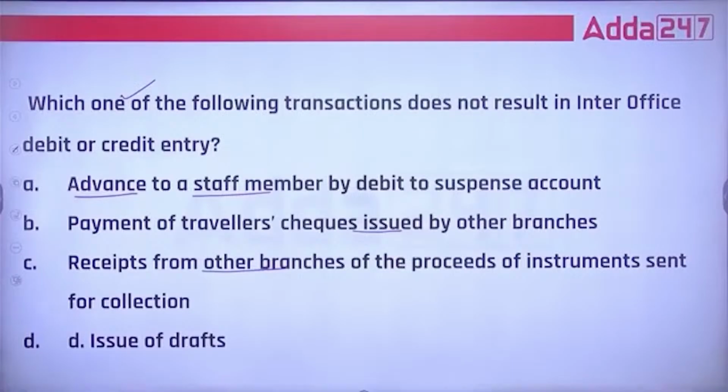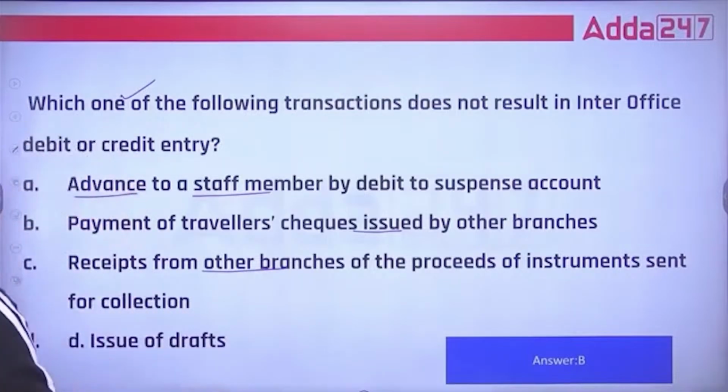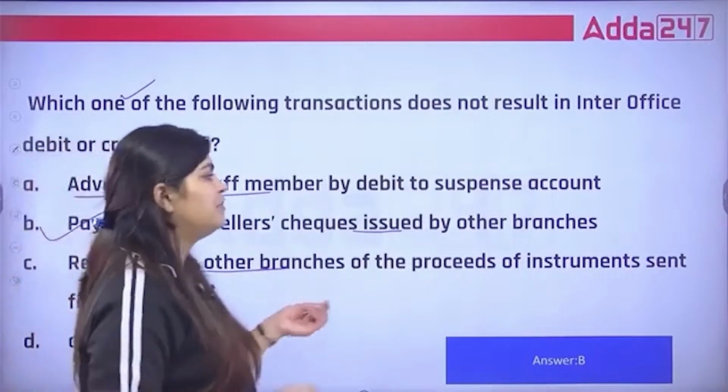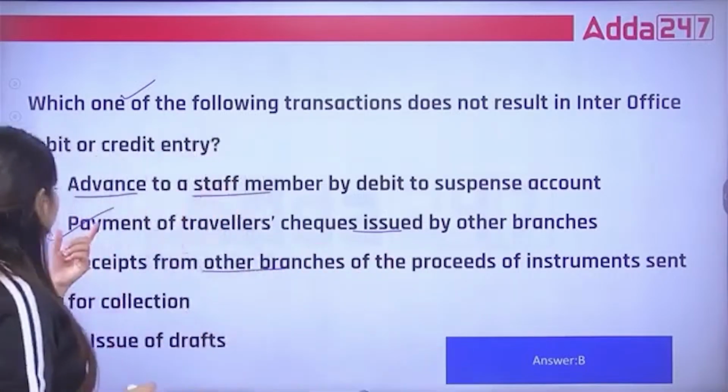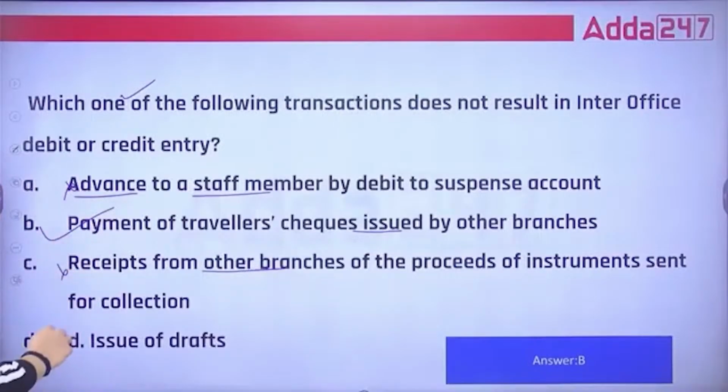D. Issue of drafts. When we talk about inter-office, again you are going to see the transactions of two different banks. So the correct answer is going to be option B, payment of travelers checks issued by other branches, and this is the correct option, whereas all these others are going to be part of your inter-office debit or credit entry.